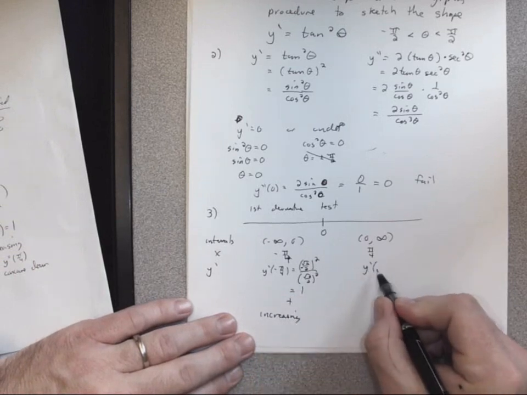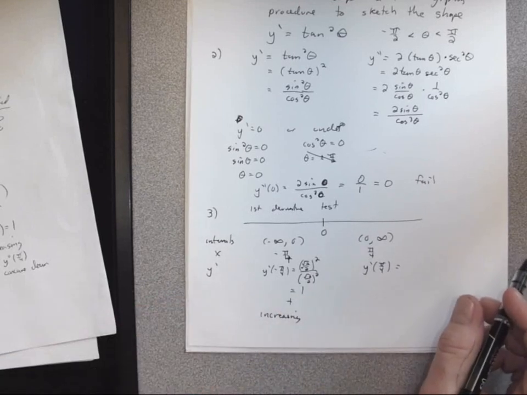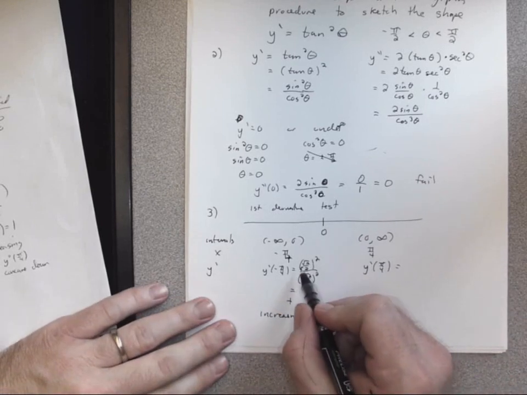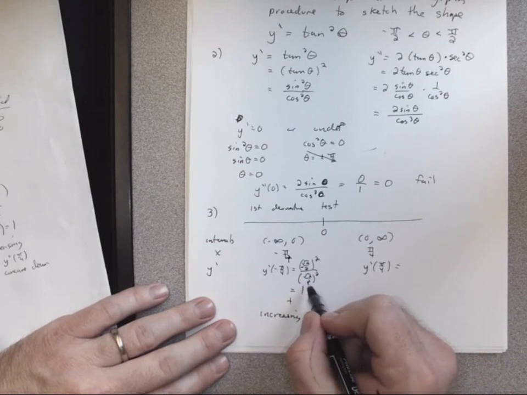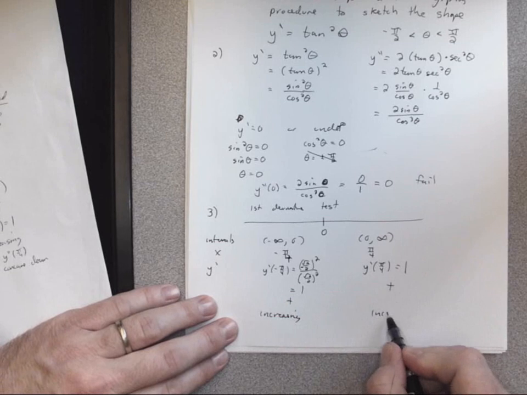I'm also going to do y prime of positive pi over 4, and we can see that that's also going to be equal to 1, because it's going to be positive root 2 over 2, positive root 2 over 2. So this is positive, so it's going to be increasing.